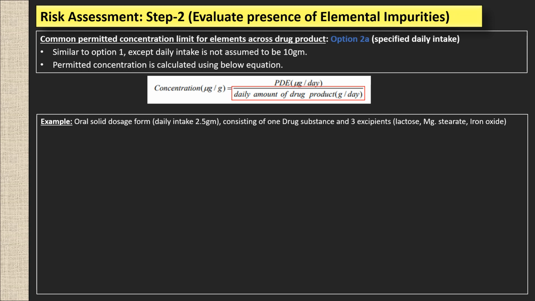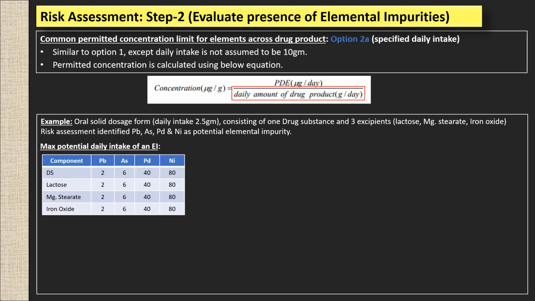We'll consider the same example, an oral solid dosage form with an intake of 2.5 gram, consisting of 1 drug substance and 3 excipients again. So the risk assessment again identified the same potential elemental impurities. So the maximum potential daily intake of each elemental impurity is given in this format. Previously, for lead in the drug substance, it came out to be 0.5 because the PDE value of 5 was directly divided by the dose considered as 10, which came out to be 0.5.